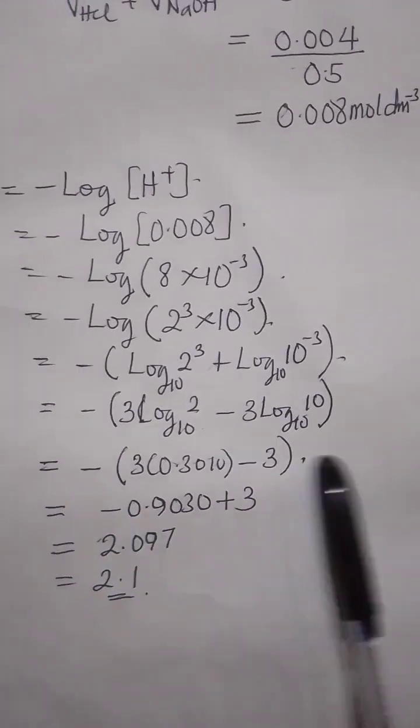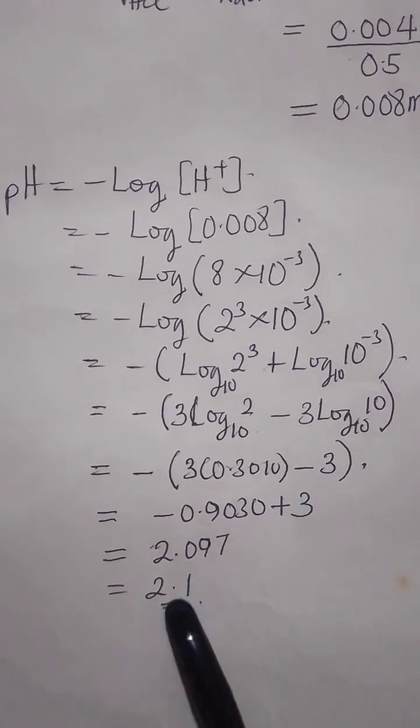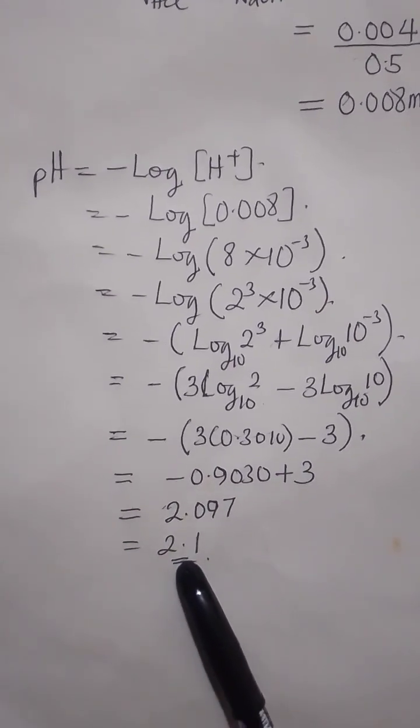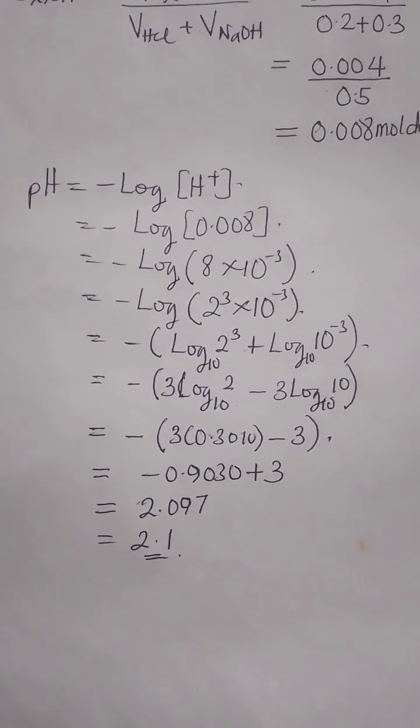Clear the bracket by multiplying through by minus. That will give us this. And eventually we get to 2.1. So the pH of the mixture is 2.1.